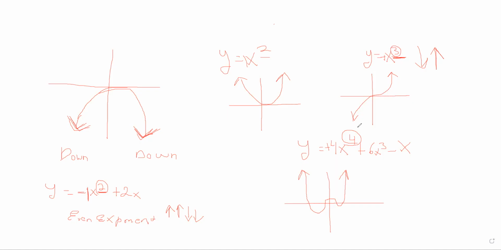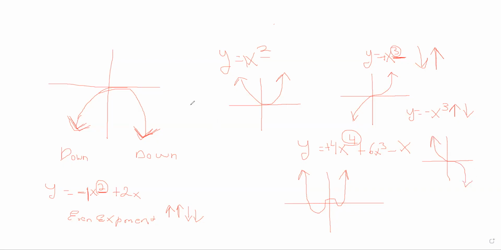Now, if it was the same graph, but this time with a negative, this means it's going to be the reverse. So instead of going from down to up, the end behaviors are going to be up to down, because the negative reverses it. It's going to look something like this. So you see now it's an up to down behavior.